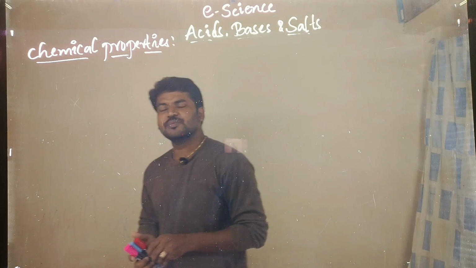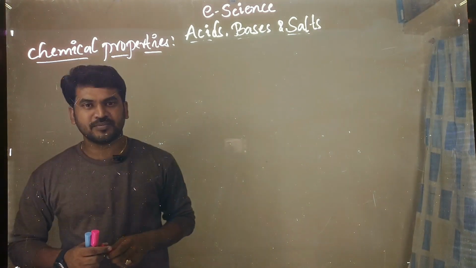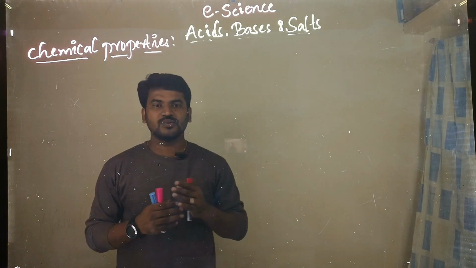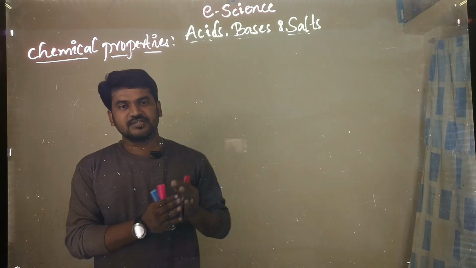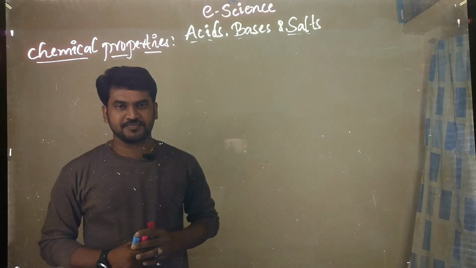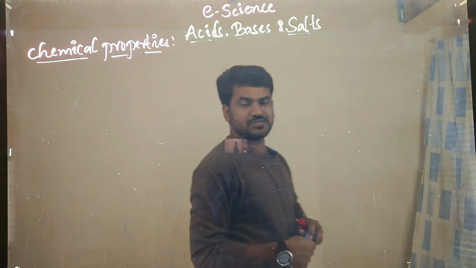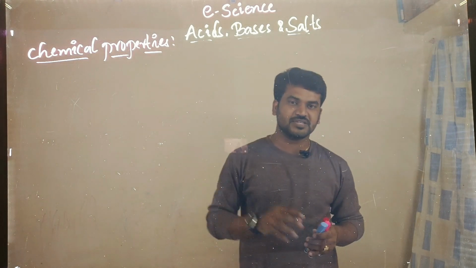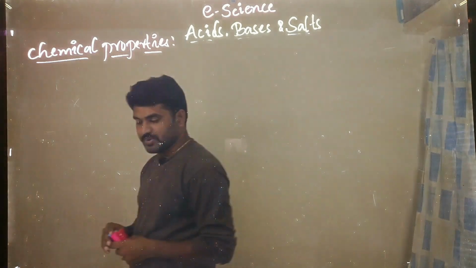Okay. So what is meant by chemical properties? Chemical properties means how the acids and bases react chemically, how they are reacting with other chemicals. That we call chemical properties. Physical properties means how they appear physically. That is physical properties.